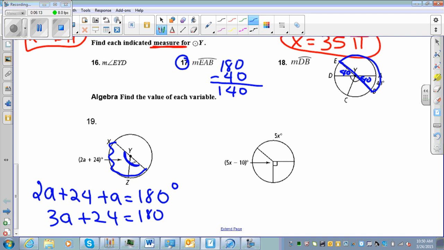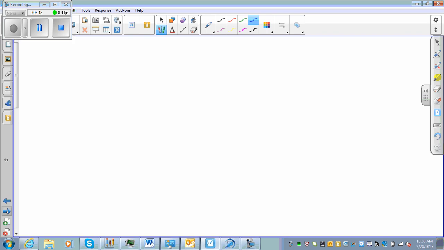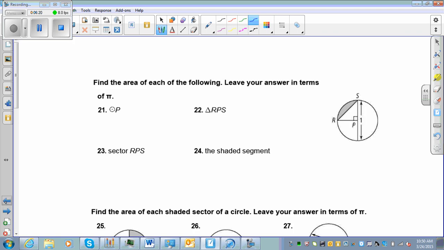All right, next page. Oh, sorry, I think I pressed it too much.